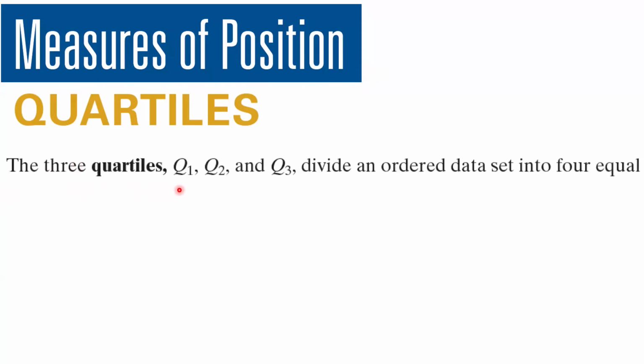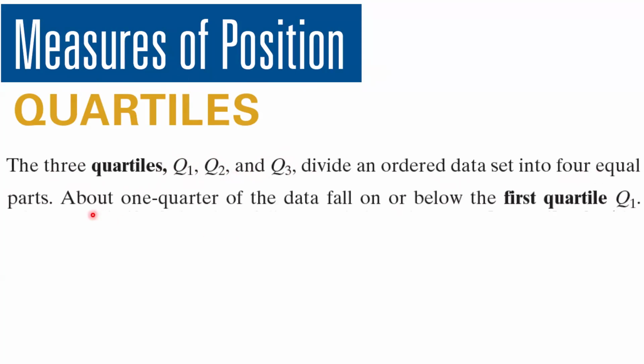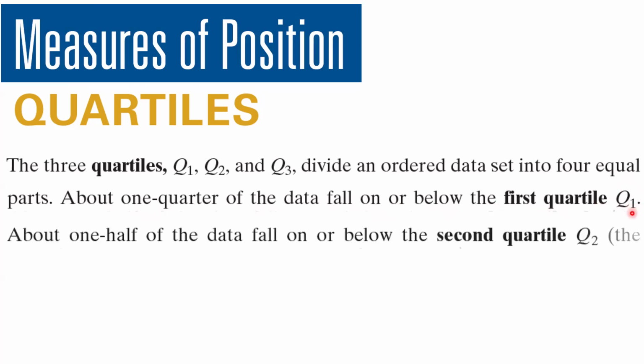The three quartiles, which are denoted by Q sub 1, Q sub 2, and Q sub 3, divide an ordered data set into 4 equal parts. About 1/4 of the data fall on or below the first quartile, Q sub 1. About 1/2 of the data falls on or below the second quartile, Q sub 2.